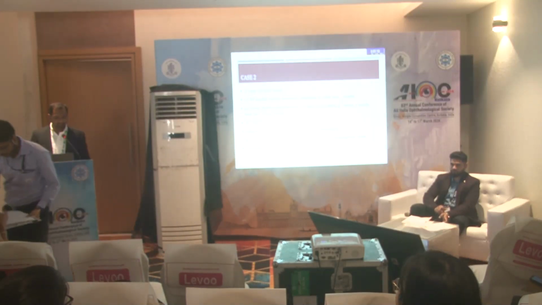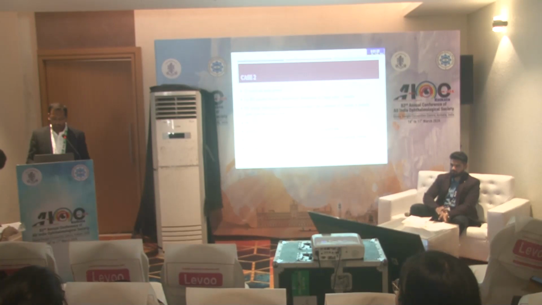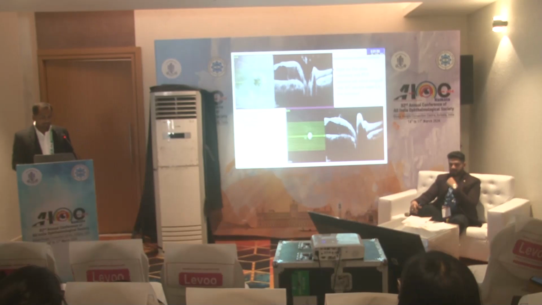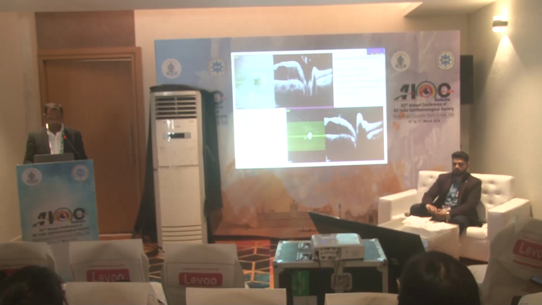His BCVA in the right eye is 5/60 with anterior segment within normal limits. His right eye fundus showed an optic nerve head pit with subfoveal detachment. This is the OCT of the right eye showing the optic nerve head pit with SMD of 955 microns. The patient underwent PPV with sterile autograft with SF6 injection.